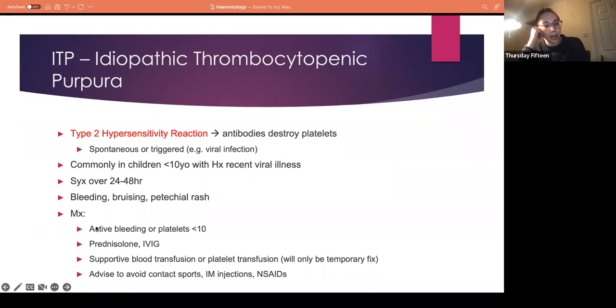The way you manage it, you would only step in really if they've got active bleeding or platelets less than 10. And in that case, you'd give prednisolone, IVIG. Supportive blood transfusions or platelet transfusions would only be a temporary fix. And you'd advise them in the meantime to avoid contact sports, IM injections, and drugs like NSAIDs.